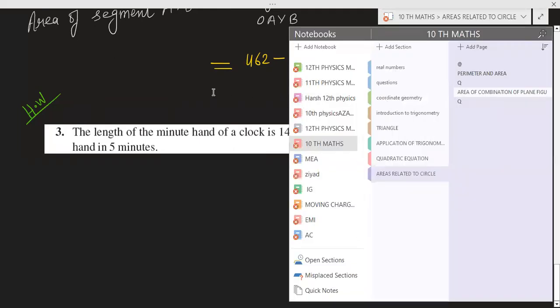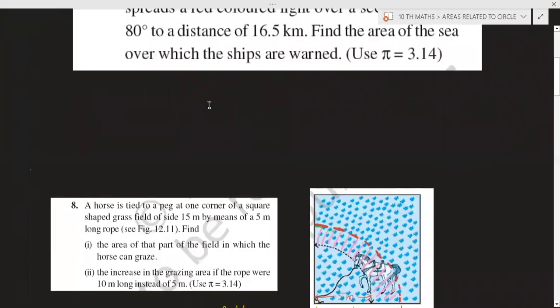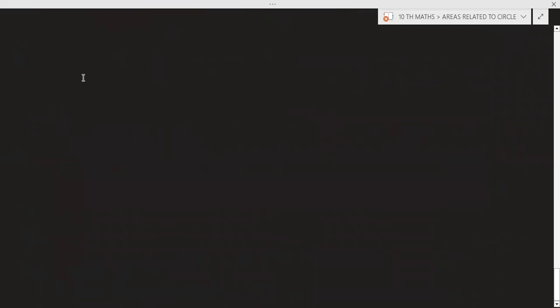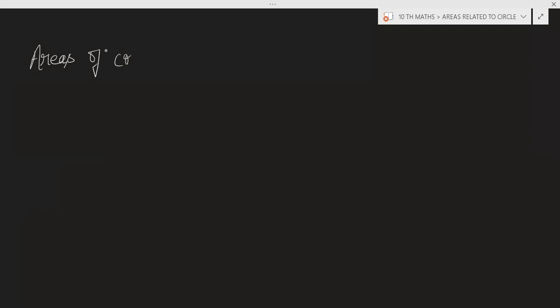So today we'll discuss areas of combination of plane figures. We will first discuss the areas of some of the figures first. Okay, so the heading is areas of combination of figures. Last topic of this chapter.